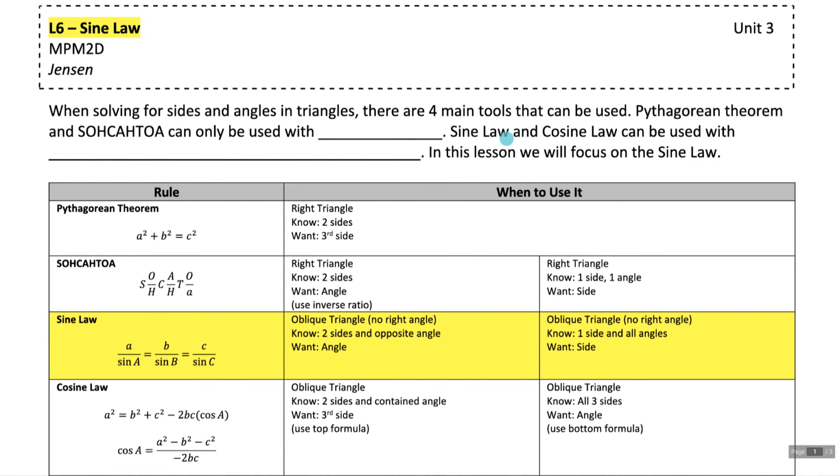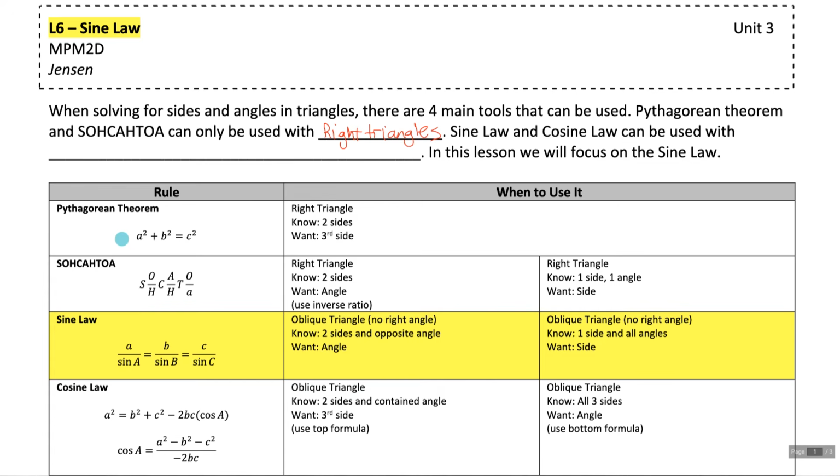Here's a lesson on sine law. When solving for sides or angles in triangles, there's four main tools that can be used. Pythagorean theorem and SOHCAHTOA are special tools that can only be used with right triangles. And remember, right triangles are triangles that have a 90-degree angle.